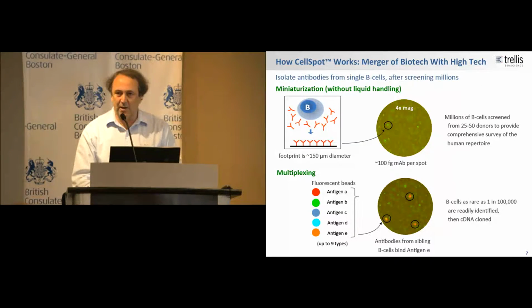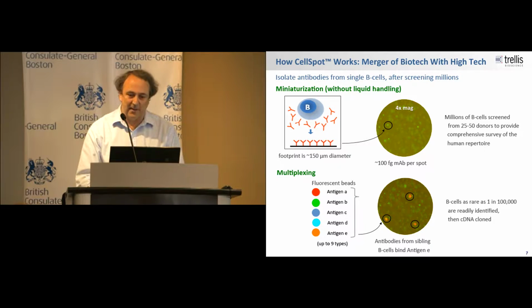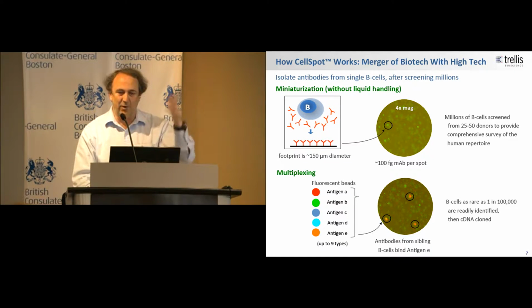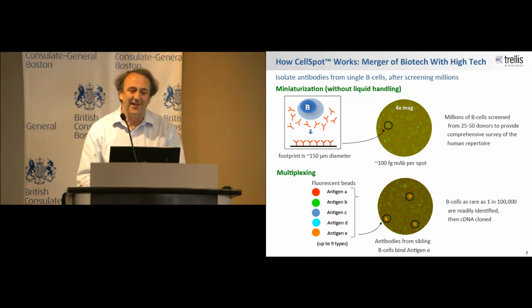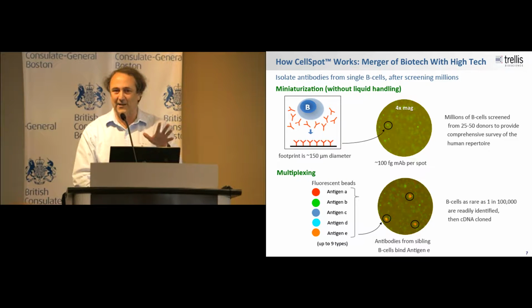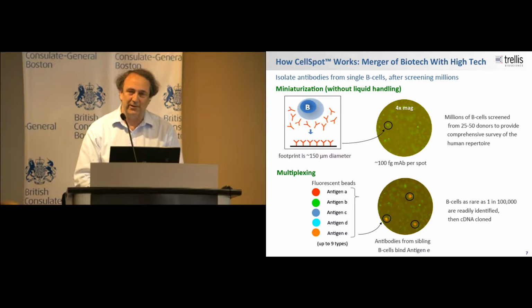So let me take just a couple of slides to summarize about 5 years of work, about $40 million worth of venture capital, and it all sounds simple in retrospect, but it wasn't so easy to get all of this working. So I think most of this audience is familiar with a T cell Elispot assay. So think of it as an Elispot assay for B cells with a couple of additional features to it.